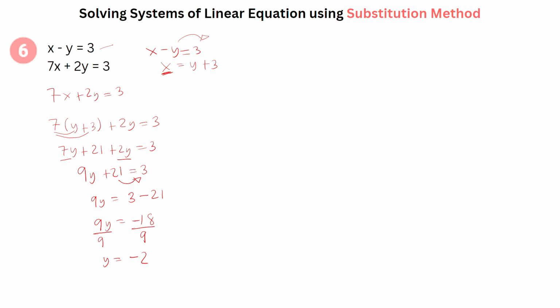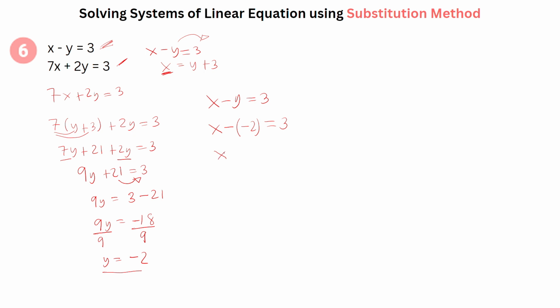But are we already done? Actually not yet, because we only have the variable y. The next question is, what is the value of x? Again, we can use either of the two equations, but it's easier to use the first equation. The first equation is x minus y is equal to 3. What we have now is only the y, so we will just substitute the value of y. So x minus, what's the value of y? Negative 2, and then equals 3.